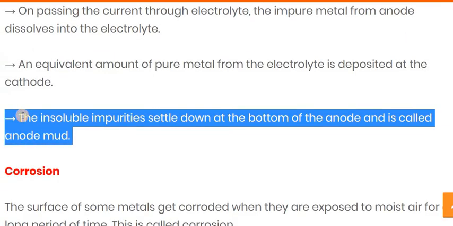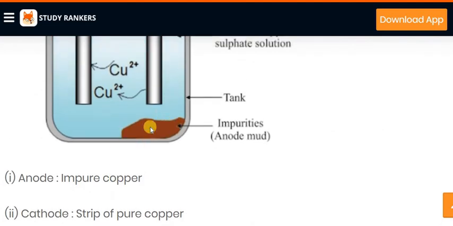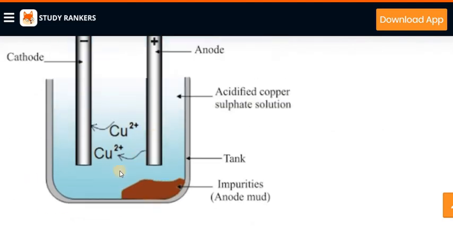Now the insoluble impurities which settle down at the bottom of the anode are called the anodic mud. Here you can see this is called the anodic mud. Now whatever pure copper is released, that we get on the cathode.